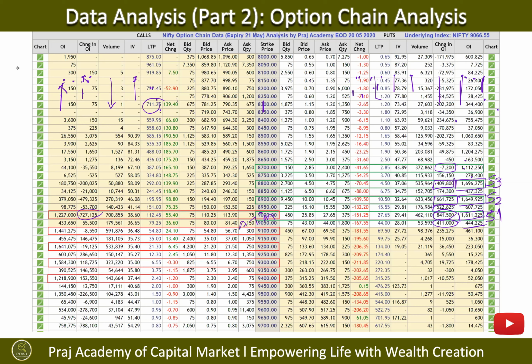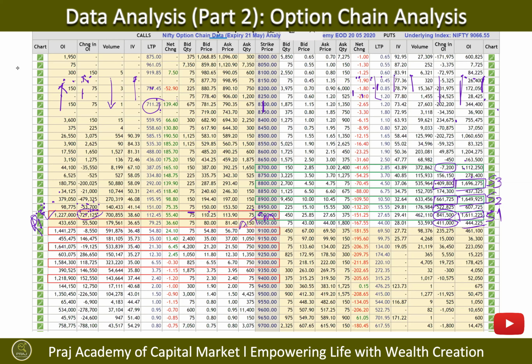That means the participants who are selling the calls at this level, 9,000, they lost some confidence at this ground. They think maybe Nifty will not remain below it, although almost 12 lakh contracts are still valid here, right? So this can still work as a support 1.